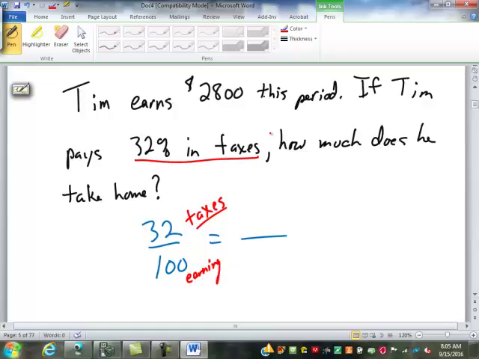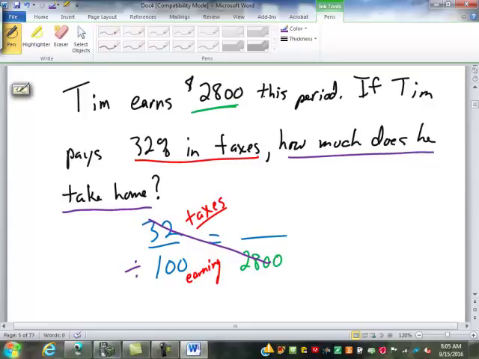Do we have any of those numbers? His earnings, $2,800. So we can find the taxes. Now, before we do this calculation, are taxes what we're looking for here? No, the taxes are not what we're looking for here. So by having this set up and labeled, it helps us realize that the number we're going to calculate here is not our answer. If I calculate it, though, let's cross multiply and divide.